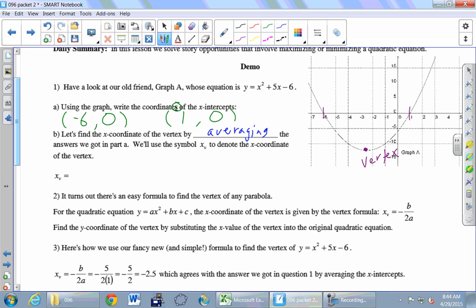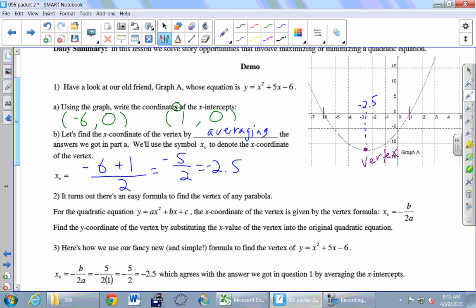We're going to use this little symbol here, x sub v, to stand for the x-coordinate of the vertex. That's the v. So add and divide by 2, right? -6 plus 1, divide by 2. Nothing new here. We did this a few classes ago when we first drew parabolas. So this becomes -5 over 2, or -2.5. Questions on that? -2.5, does that seem reasonable for where the vertex is located? Yep, looks like that's right.